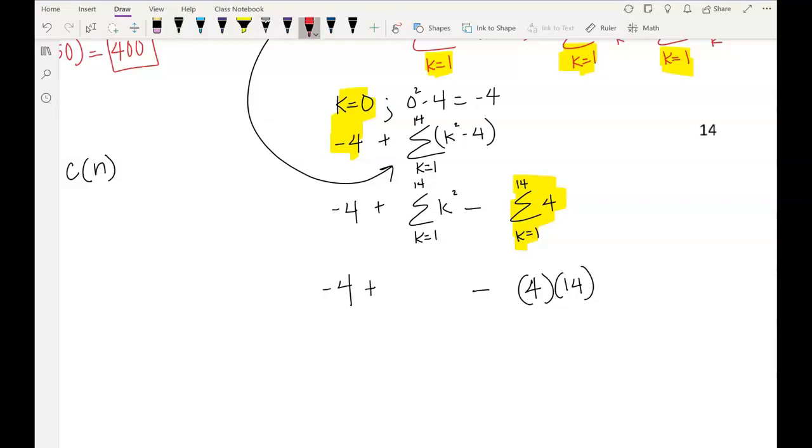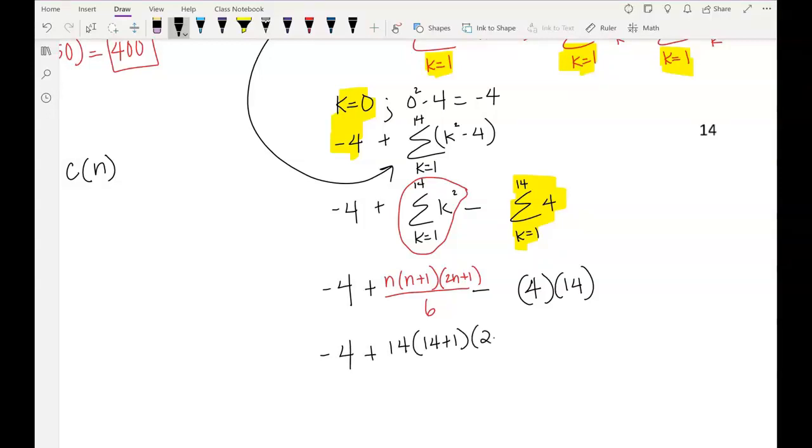Then I want you to go and look for the formula for this. I'm going to give you a couple seconds to go look for it. Okay, so I hope you found it in the definition 9. And the formula said it's n times n plus 1 times 2n plus 1 all over 6. I'm copying down the formula for you. Well, what on earth is n? N is the n value. So now we can plug that in. Drop down negative 4 plus the n value is 14. 14 plus 1, and then 2 times 14 plus 1 all over 6.